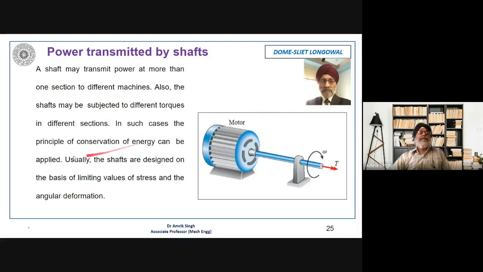In such cases, the principle of conservation of energy can be applied. Usually, the shafts are designed on the basis of the limiting value of the stresses and the angular deformation. Okay, so we will use a shaft which will be of the strongest material and which can take the maximum angular deformation, that means it does not fail even at large angular deformation. So these are the two criteria on the basis of which the shaft is designed.